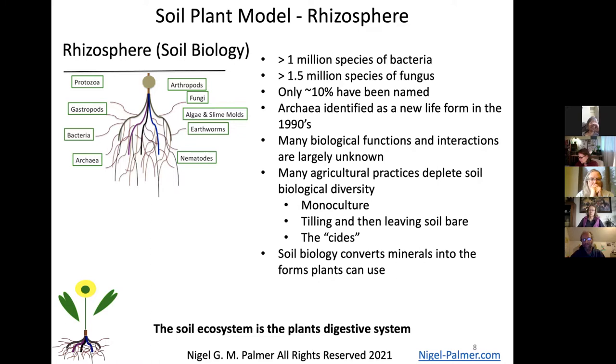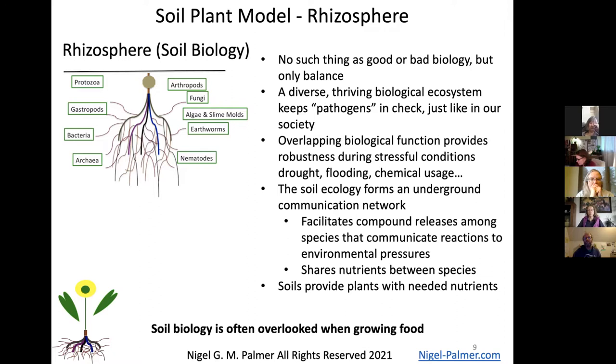This is just a wonderful thing that we need to consider when we're doing things around the yard. So I like to say there's no such thing as good or bad biology, but only balance. And when you start thinking about this, it makes sense. It's only because of imbalance of the ecosystem in the soil that certain fungi or bacteria rear their ugly heads and cause such a problem. They have simply been put into an environment, whether enough food or living conditions, where they have the opportunity to thrive where others will not. And so just like in society, keeping so-called pathogens in check is done by having that diverse ecosystem in the ground.